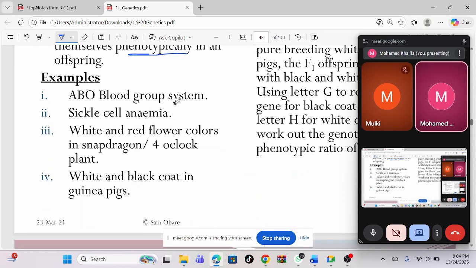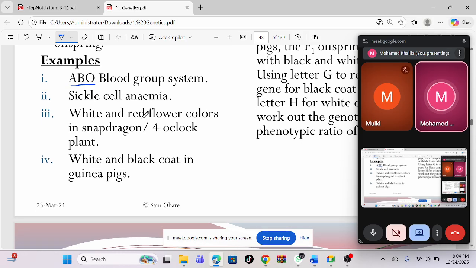ABO blood groups. Blood groups are blood group A, blood group B, blood group O, and AB. Blood groups are only these. So it can be either A, B, O, or AB. So the blood groups come from those letters. And another one is sickle cell anemia.